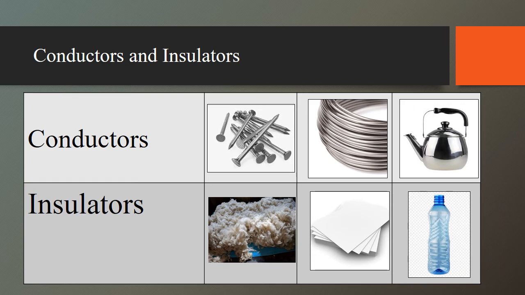like this. Nails, wires, and kettle are all made of metal. That is why they are conductors. Dry wool, paper, and plastic bottle are insulators as they do not let heat pass through them.